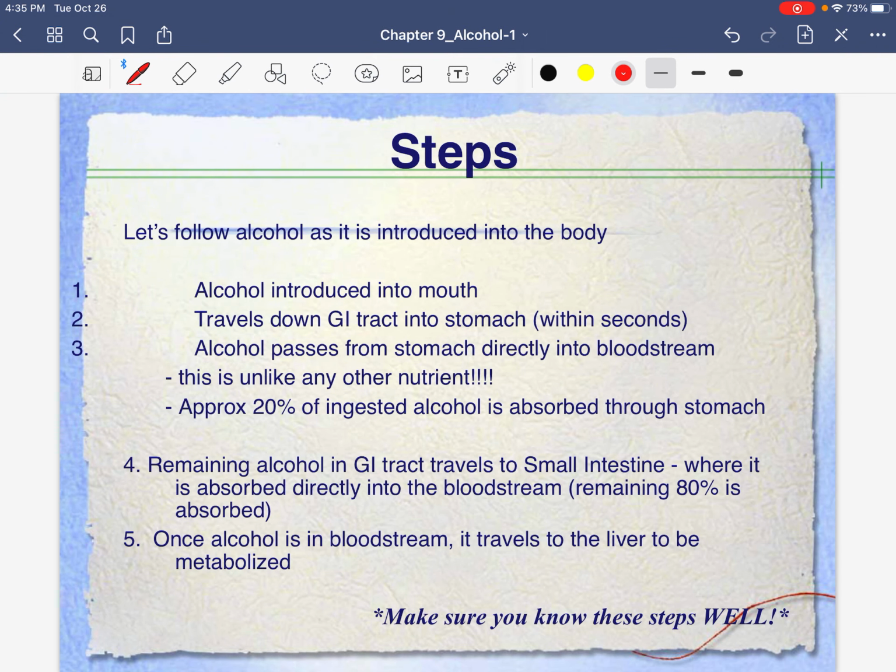Okay, so here is what happens when we bring in alcohol. Nothing is different from our nutrients at the beginning. We bring alcohol through the mouth, it travels down the pharynx, the esophagus, into the stomach. So these are the same thing as normal. But this is new. About 20% of that alcohol is absorbed into the bloodstream, because that's what absorption means here.